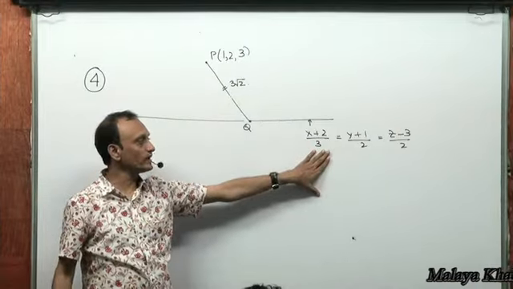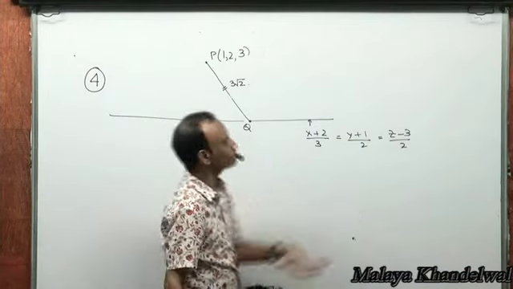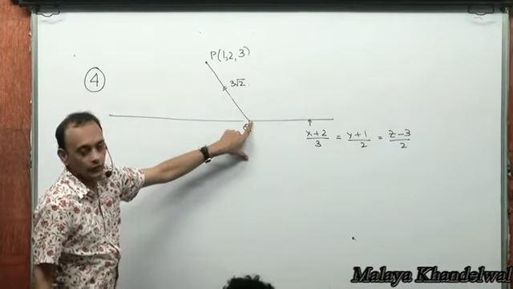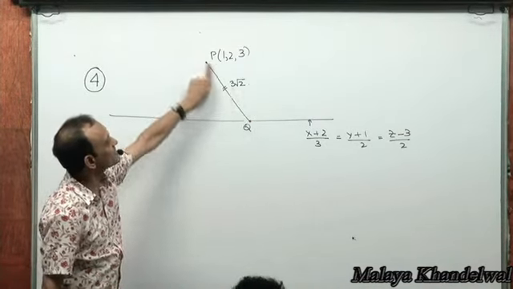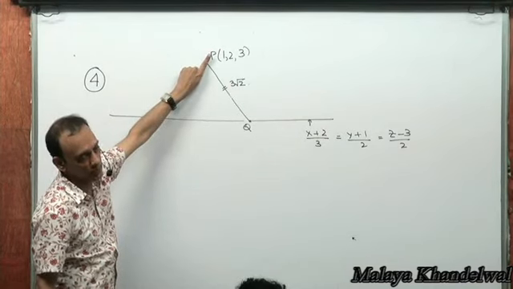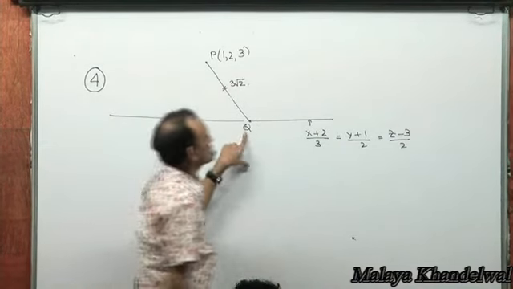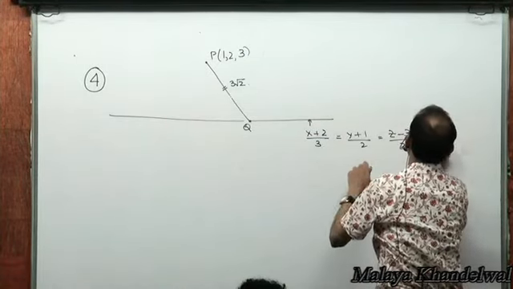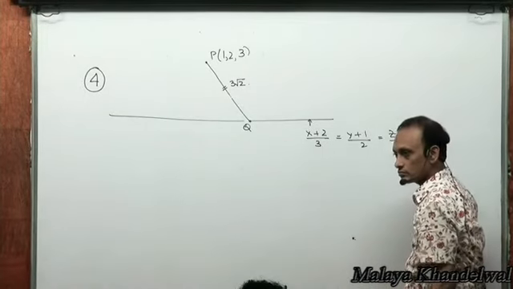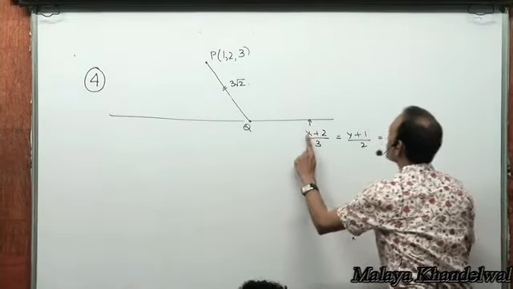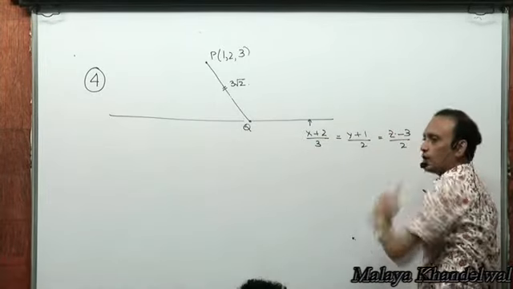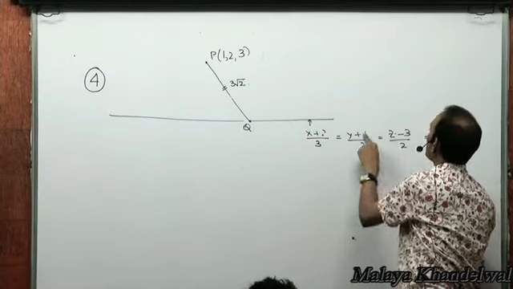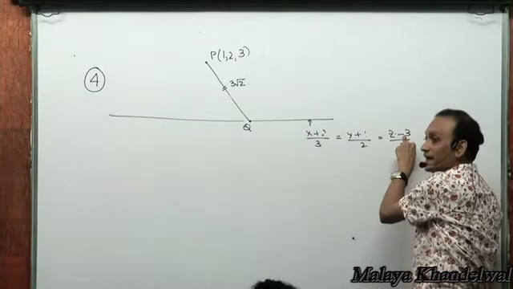This is the line, x plus 2 by 3 is y plus 1 by 2, z minus 3 by 2. And there is a point P, 1, 2, 3. I want to find a Q on this line at a distance 3 root 2 from this point, right? Now, this Q lies on this line. And for this Q, let's say each of these ratios is equal to r. This point Q has coordinates x, y, z such that these ratios are equal to r. That means what's the x coordinate of Q? 3r minus 2, 2r minus 1 and 2r plus 3 would be the x, y, z coordinates of Q.